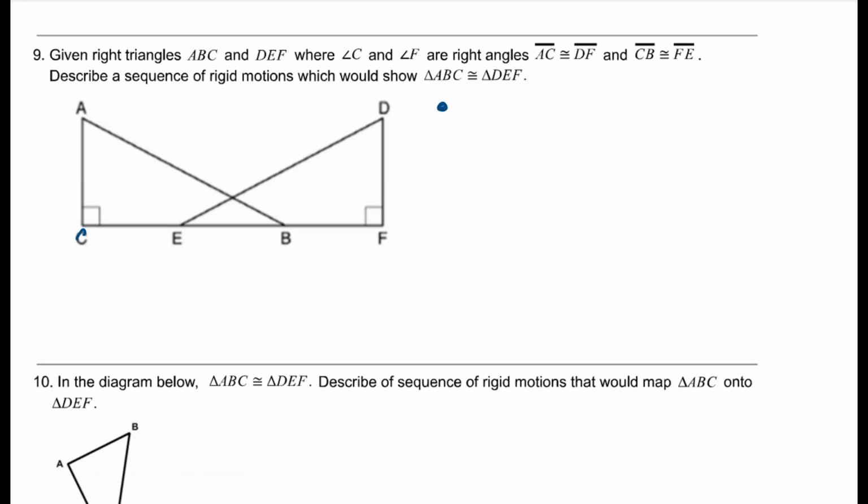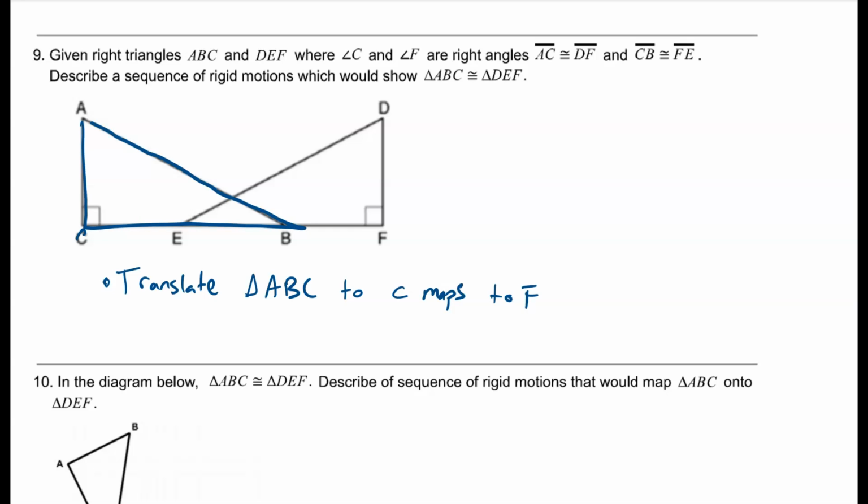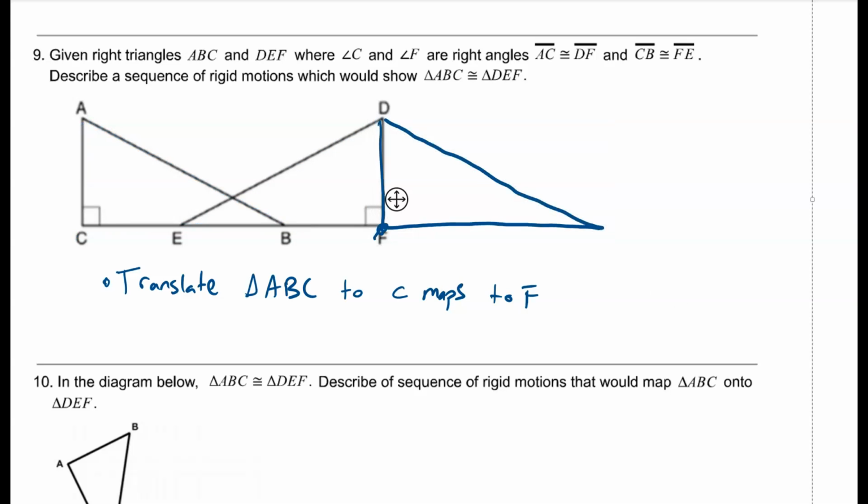So the first thing I'm going to do if my triangles aren't touching is start with a translation. It doesn't tell me which way to go, so I'm just going to translate triangle ABC such that C maps to F. So I'm going to take this triangle right here. Remember, translating is just sliding. So I'm going to slide it this way such that my C prime would be over there, my B prime would be over there, and my A prime would be up there.